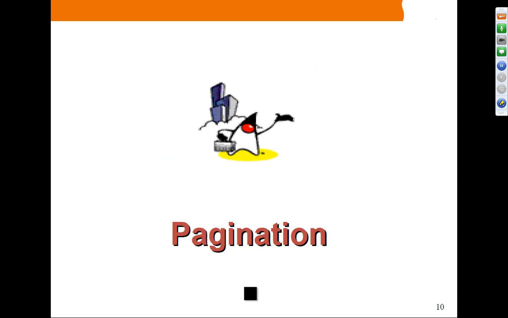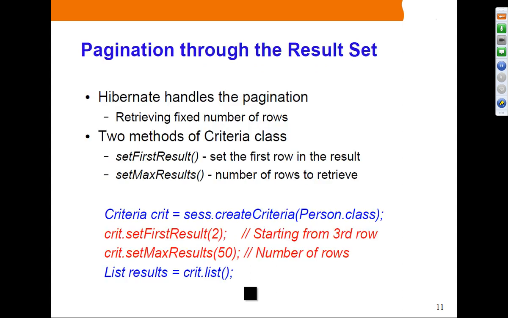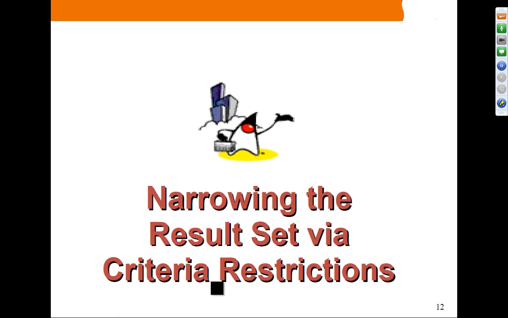All right. Pagination. You create the criteria object, and then you call the setFirstResult method and the setMaxResults method. Here, I'd like to start from the third row. This value starts from 0, so 2 means from the third row. And for max results, the maximum number of rows I'd like to retrieve is 50. All right, so that's pagination. You can also narrow the result set using what are called restrictions.